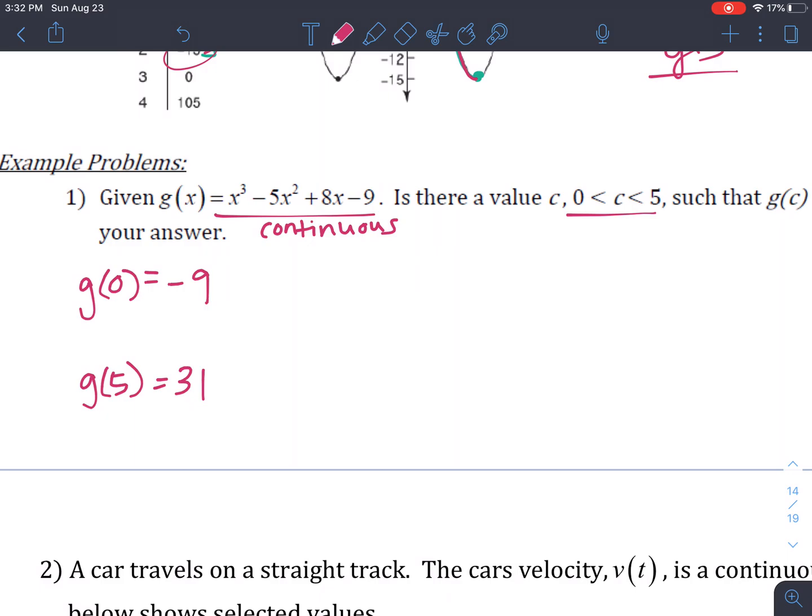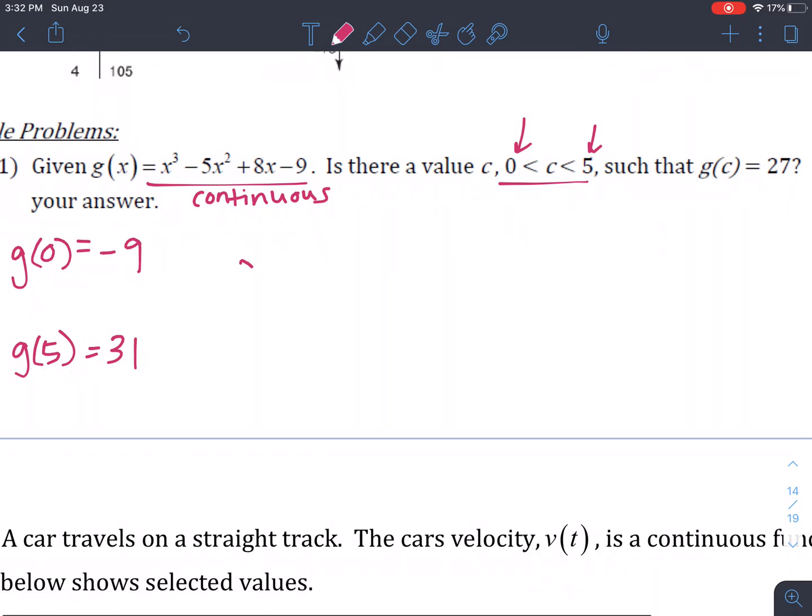It's 31. So again, your question here was, can I find function values for 0 and 5 so that 27's in between them? I was given 0 and 5. Is 27 in between these? Yeah, right? 31's bigger than 27, negative 9 is smaller. So 27 at some point occurred in this interval. Here's what we're going to say for that justification.